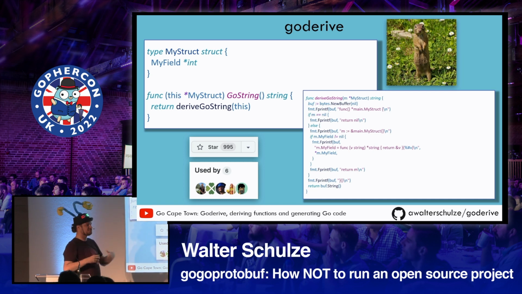See, so this was a shameless plug of another project, but I wanted to hammer in the point that stars don't mean anything. There's no correlation between stars and users, and this project is the perfect example.